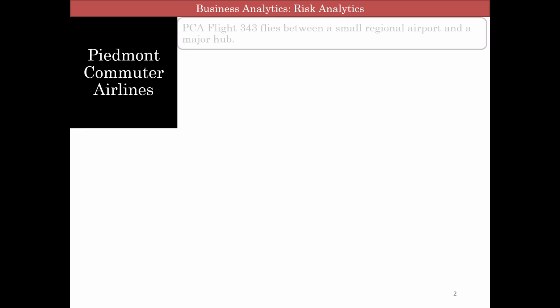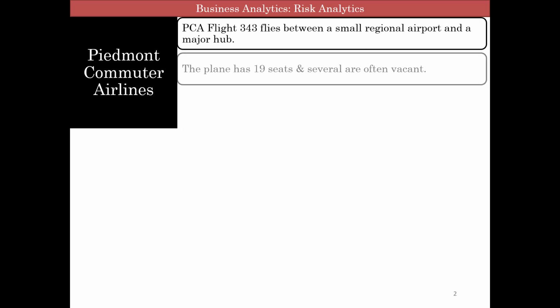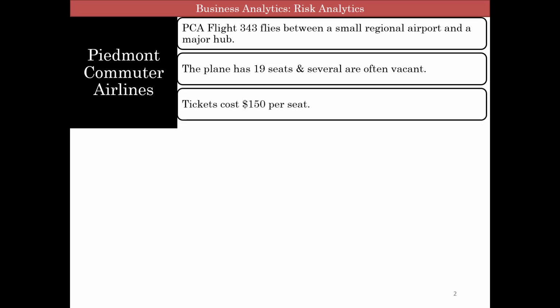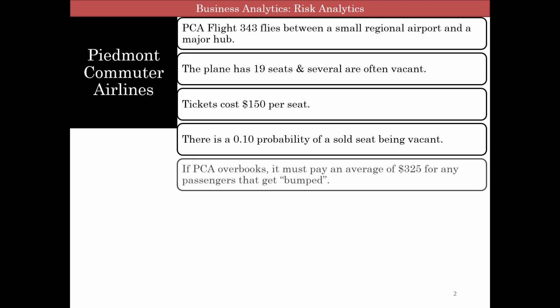So let's take an example of Piedmont Commuter Airlines. It flies between a small regional airport and a major hub. The plane has 19 seats, and often several are vacant. Tickets cost $150 per seat, and there's a 10% probability of a sold seat being vacant. So I could sell the ticket, with a 10% chance of a no-show.